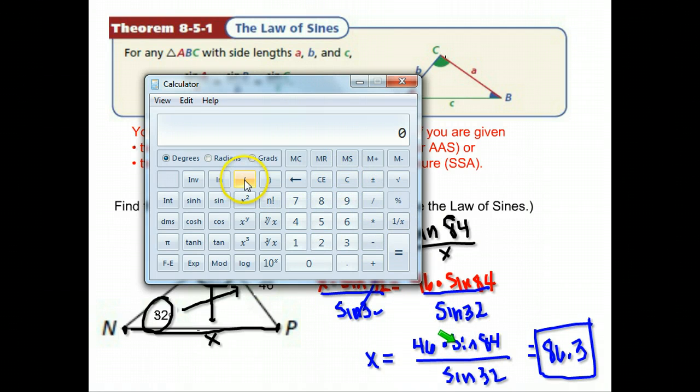Well, I used parentheses here, and I did the sine of 84, so I put 84 sine, and then times 46, and then I closed my parenthesis. That was my whole top. Then I divided by the sine of 32. So I put 32 sine and pushed equals, and I had my answer.